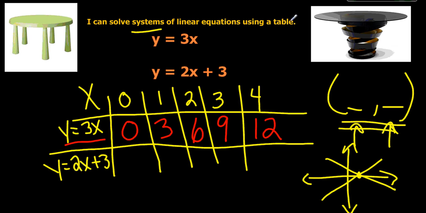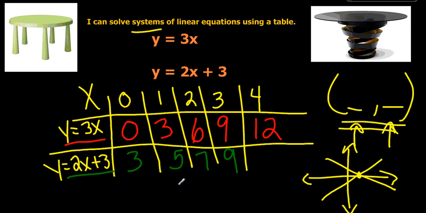Now I'm going to do my second equation, y equals 2x plus 3. I'm going to fill in some values. I fill 0 in. 2 times 0 is 0, plus 3 gives me a 3. Now I'm going to fill in a 1. 2 times 1 is 2, plus 3 gives me 5. And I'm going to fill in a 2. 2 times 2 is 4. 4 plus 3 is 7. I might notice a pattern here. I fill 3 in. 2 times 3 is 6, plus 3 gives me my 9.